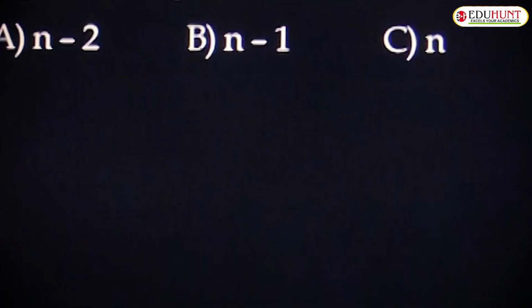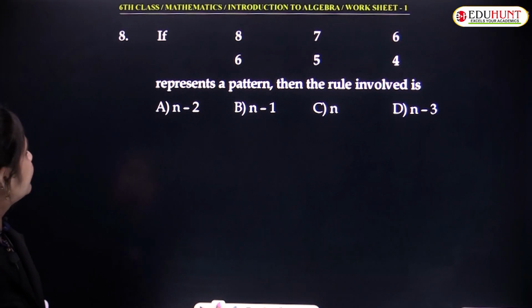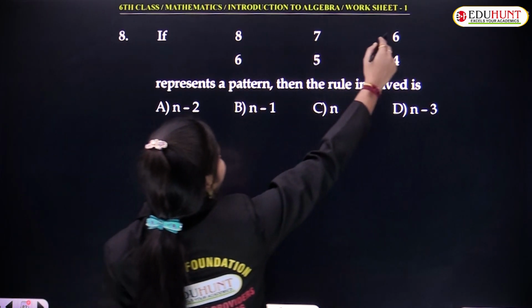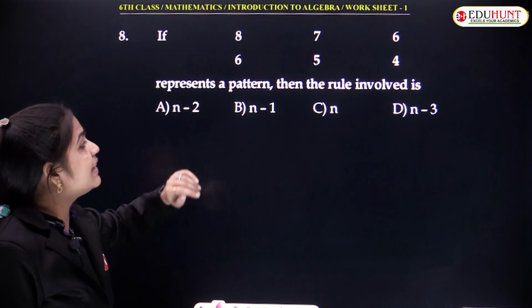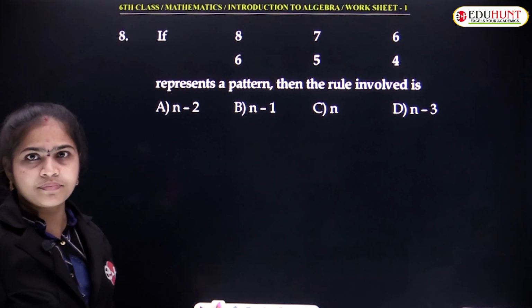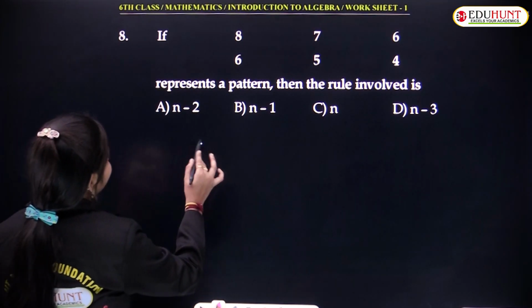Okay? Yes. 8th question says: if 867564 represents a pattern, then the rule involved is, understand? See here, what pattern does it follow?